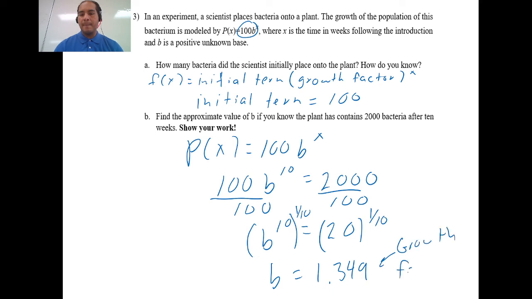Okay. All said here, this question just asked us for the growth factor. We could then create our exponential function. Our exponential function would be 100 times 1.349 to the power of x, and then answer questions like how many bacteria there would be after 10 weeks, or how many weeks would it take for there to be 10,000 bacteria. But in this case, we were just asked for the growth factor.